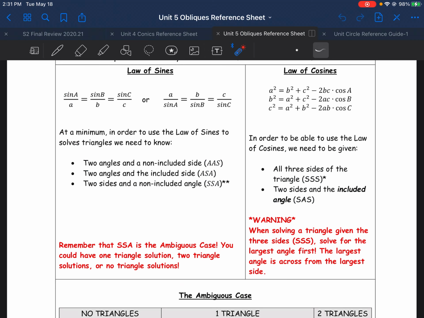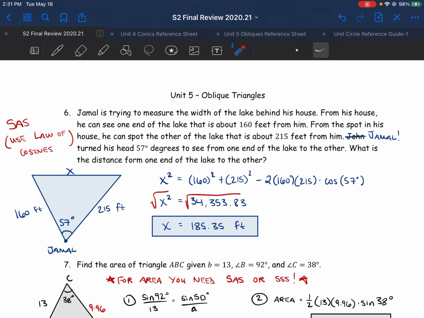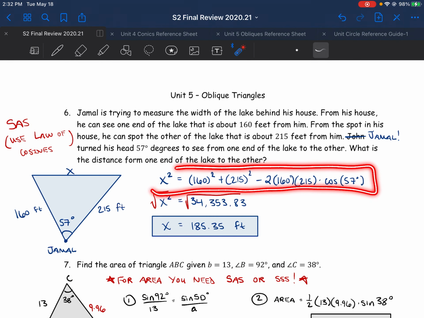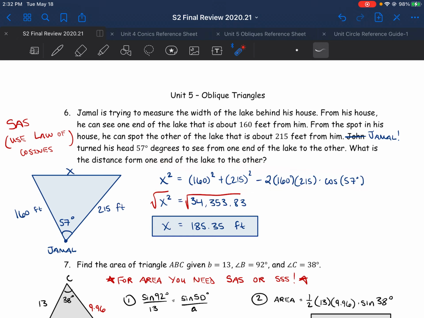And if we look at our Unit 5 conics reference sheet, when we're given a side angle side triangle, we need to use the law of cosines. So that's what I did here. I set up the law of cosines with the information we have. For the law of cosines, notice that we have our three sides. The side we're looking for is x, then 160 and 215. So I'm going to put x over here, the side I'm looking for. Here are the other two sides. We square them and add them together. Then we do minus 2 times those other two sides again, times the cosine of the angle that's across from the side that we're looking for.